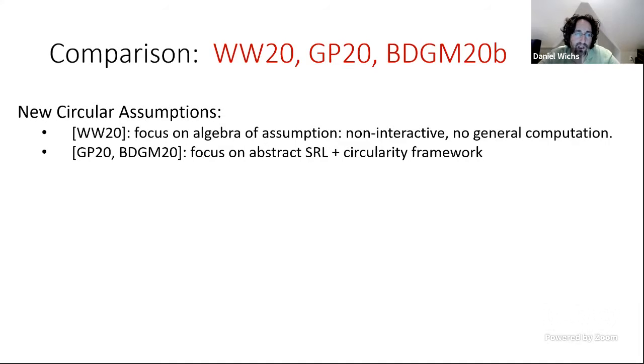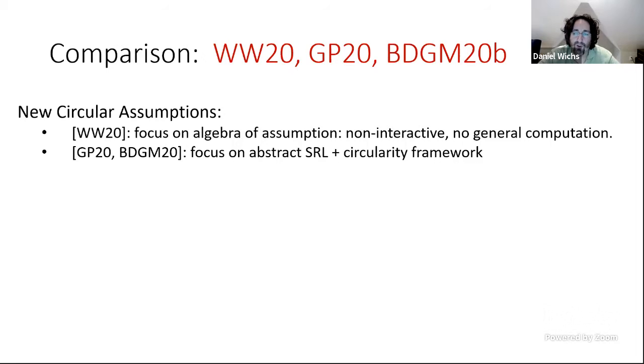Also, if you look at the assumptions themselves, I think in both works the assumptions have a circular security flavor, but the concrete phrasing of the assumption is somewhat different. So in our work, the focus was more on writing down a fairly simple assumption in terms of the core underlying algebra. So the assumption is non-interactive, just that the two distributions are indistinguishable. It does not involve any general computation.